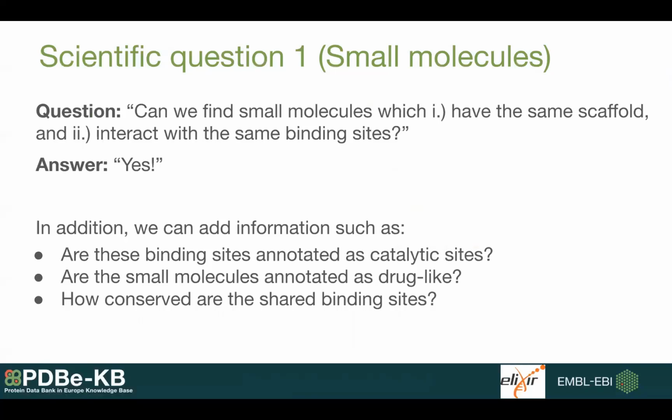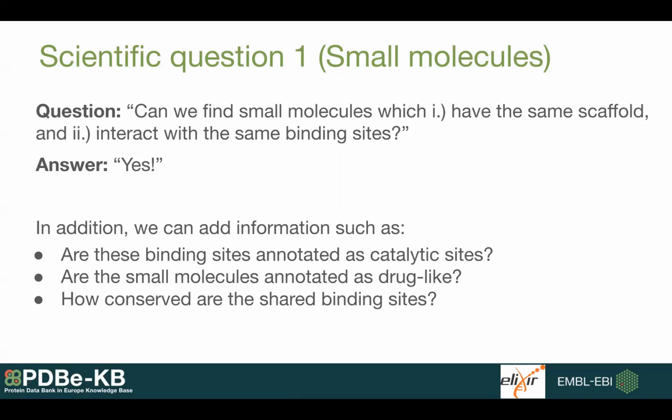And I will show 3 examples that we received from actual users of this graph database. So people who approached us and said that these are the questions I have for my research. So the first is, can I find all the small molecules in the database that have the same scaffold and that interact with the same binding sites? And this is something you can quite easily do in this graph database.